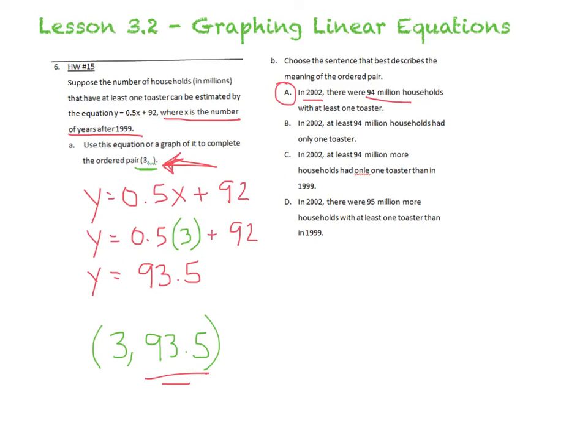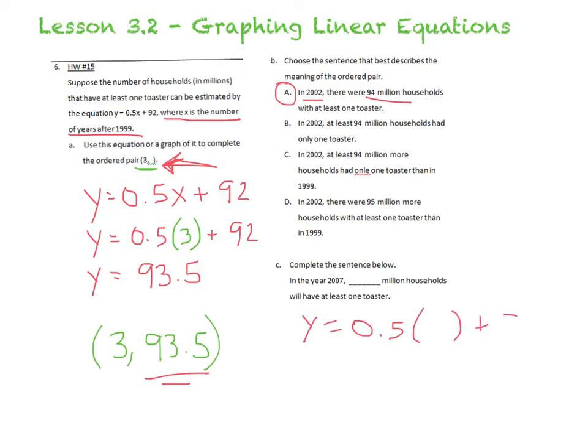So let's wrap this up by taking a quick glance at Part C. Part C wants us to complete the sentence below. In the year 2007, blank million households will have at least one toaster. So let's go ahead and look at our equation. Our equation is the same. We're going to go y equals 0.5x. I'm going to leave this blank for a second, plus 92. I want us to go back up here at the beginning where we talked about this. X is the number of years after 1999.